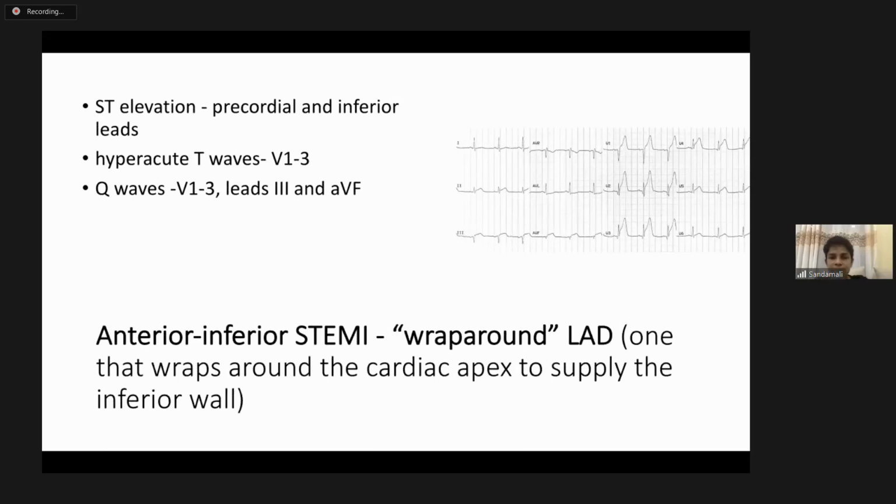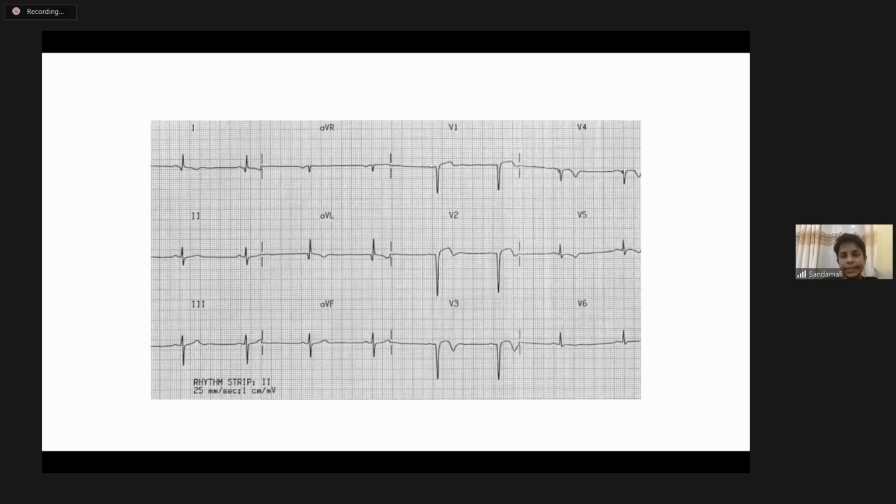This occurs due to LAD, which not only supplies the apex, but also the inferior part of the inferior wall of the LV, because LAD comes and wraps around the apex. So this antero-inferior STEMI pattern occurs because of this wraparound LAD involvement.